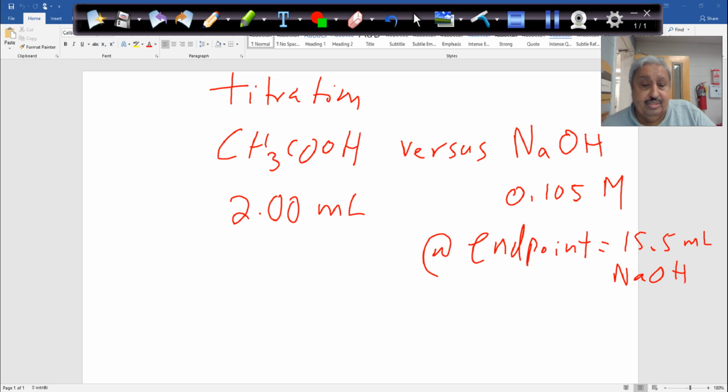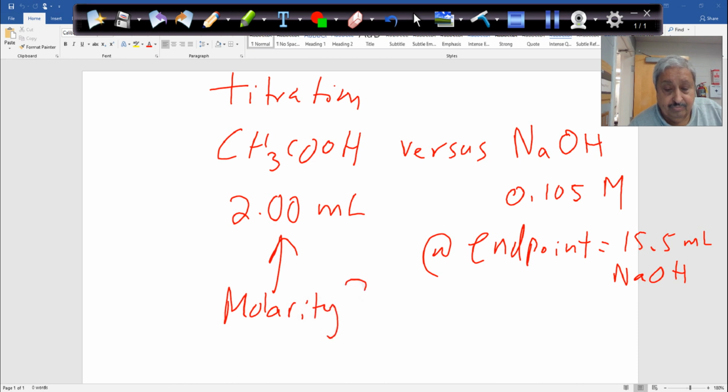The question is, what is the molarity of acetic acid? So we titrated sodium hydroxide of that molarity against 2 mL of acetic acid. The endpoint was recorded as the average of different trials, 15.5 mL of sodium hydroxide used to reach the endpoint, because you use phenolphthalein, remember, as an indicator. So now, what is the molarity of this?